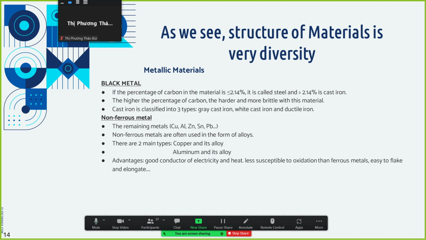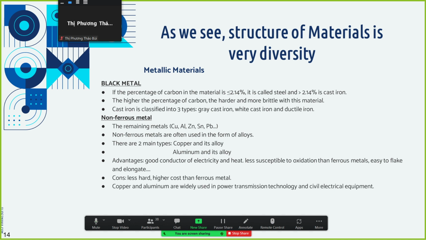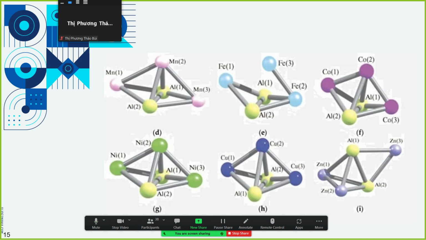Advantages: they are good conductors of electricity and heat, less susceptible to oxidation than ferrous metals, and easy to flake and elongate. Cons: lead is hard, and the cost is higher than ferrous metal. Copper and aluminum are widely used in industry. I would like to take a look at an illustration of the structure, so we can understand how they are made from which chemical elements.